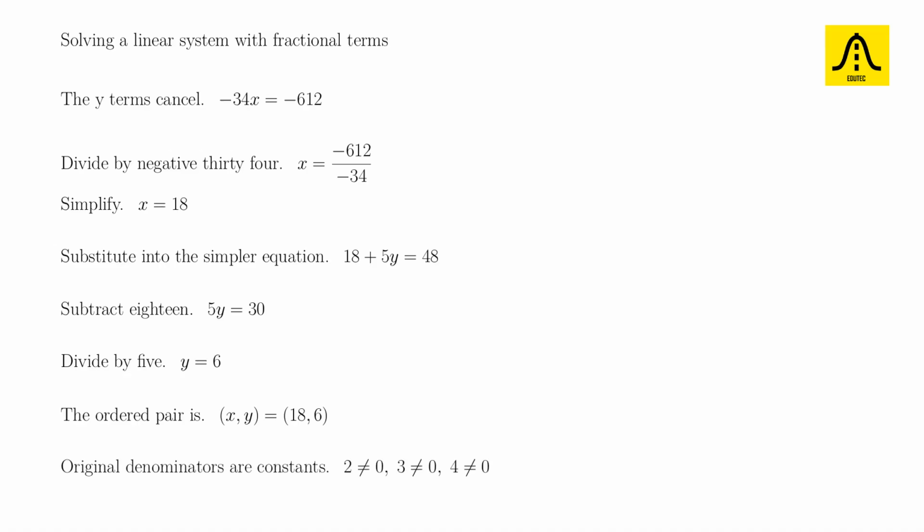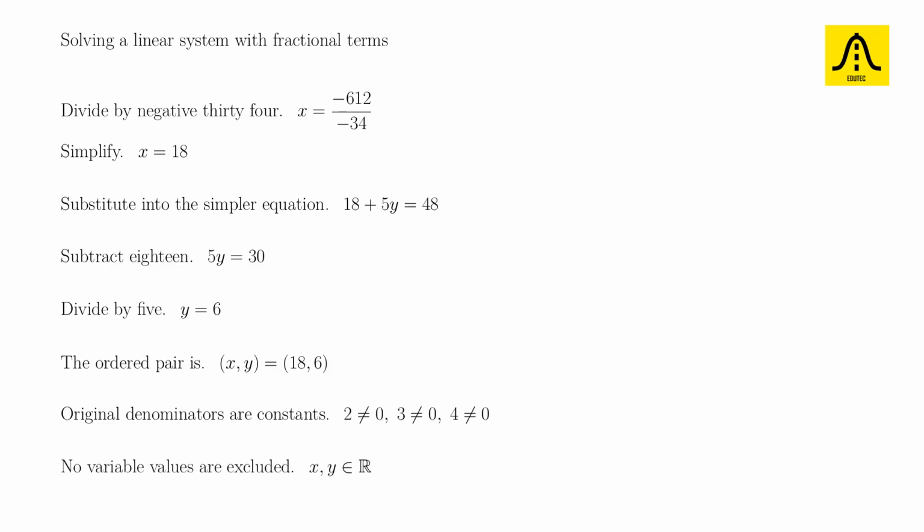The original denominators are constants, so none of them creates a variable restriction. Therefore, no variable values are excluded by the original fractions.